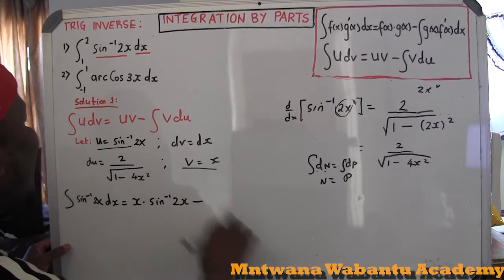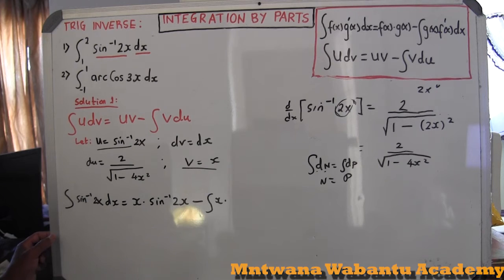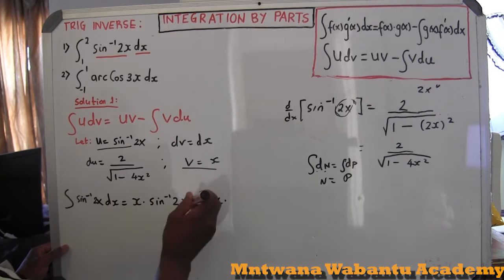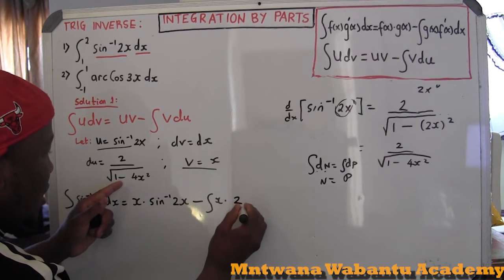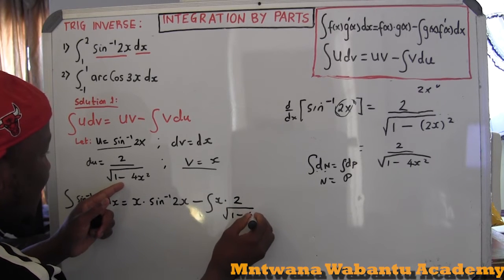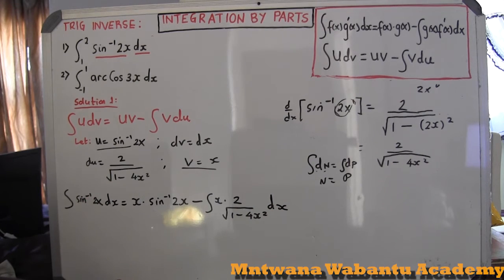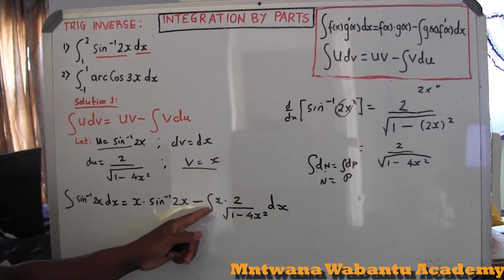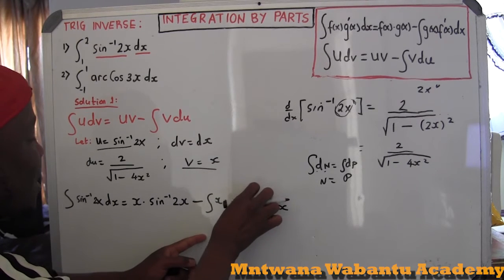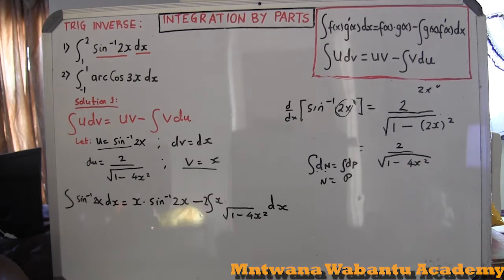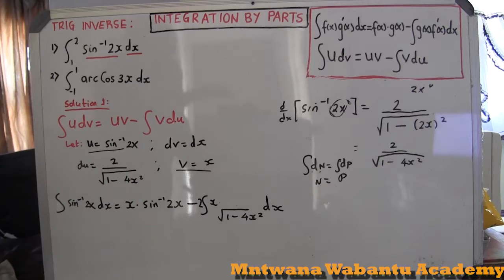Then we minus the integral of v, which is x, times du, which is 2 over the square root of 1 minus 4x squared, dx. But first and foremost, I'm going to take the 2 behind, because this 2 is constant. I'm trying to save space, so I'll just write it behind everything. So now you go, you say then.